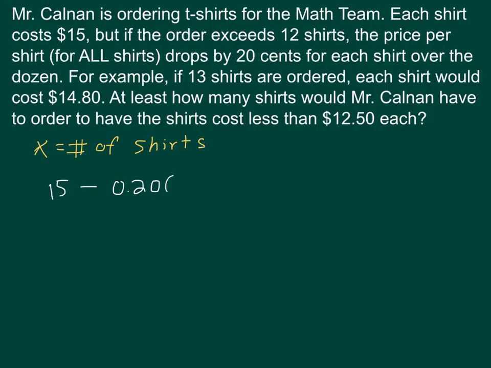So I actually want to take the number of shirts that I'm ordering and just ignore the first 12 in terms of discounting. The first 12 don't give me a discount. Only the next however many do. And now I want that to be less than $12.50 each. So I'm going to just use that inequality.